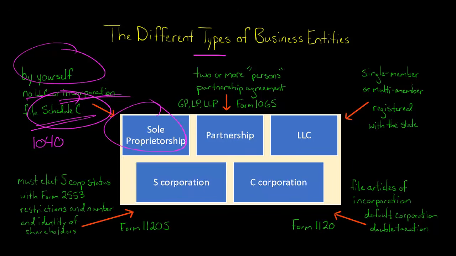Now, if you have two or more persons and they are entering into business together, then you have a partnership, unless, of course, you've created an LLC or a corporation, which we'll get to. But let's just say no LLC, no corporation. You just have two or more persons entering into business together. Okay, so let's say you got two friends or three friends. Okay, they have a partnership.